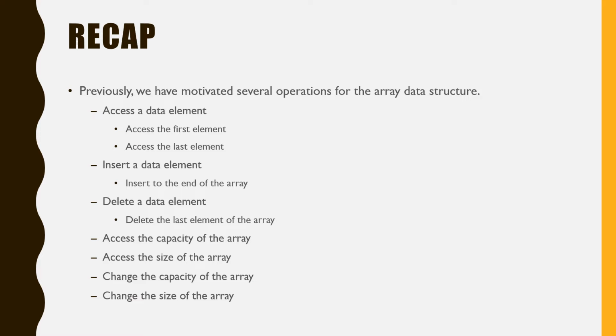In the previous videos, we have introduced several data access and data management operations. We have introduced fundamental operations such as data access, insertion, and deletion. Some other operations are just special cases of these primary operations. For example, accessing the first or the last element are special cases of the generic data access operation. We have also introduced some auxiliary operations for memory management, such as accessing and changing the capacity or the size of the array.